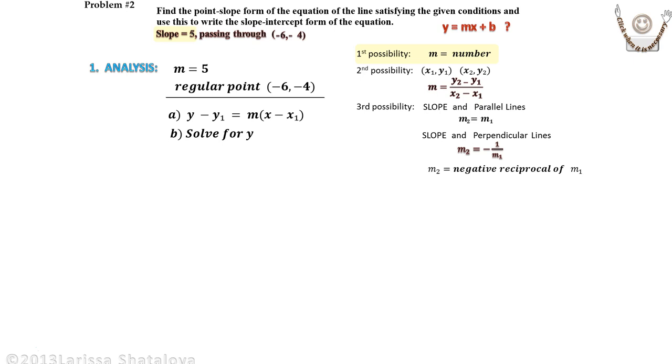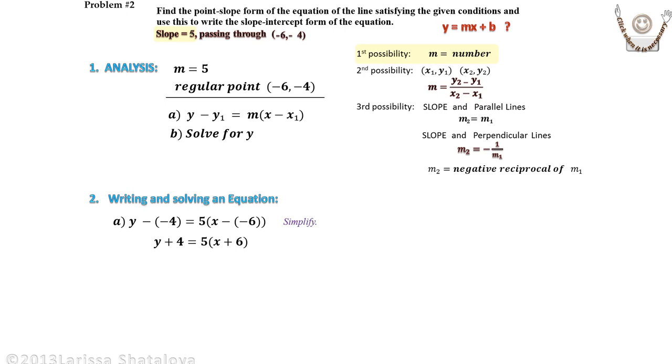Okay, writing and solving an equation. First, we have to replace y first by -4, slope by 5, and x first by -6. Now let's simplify, because -1 times -4 would be +4, and -1 times -6 would be +6. Now we have perfect point slope form. But our request in the problem is for slope-intercept form. So we have to solve this equation for y.